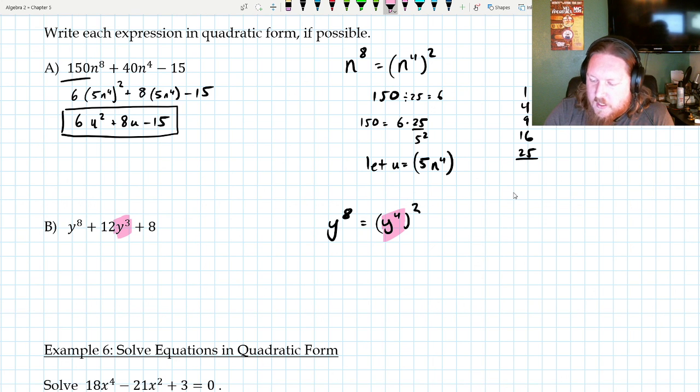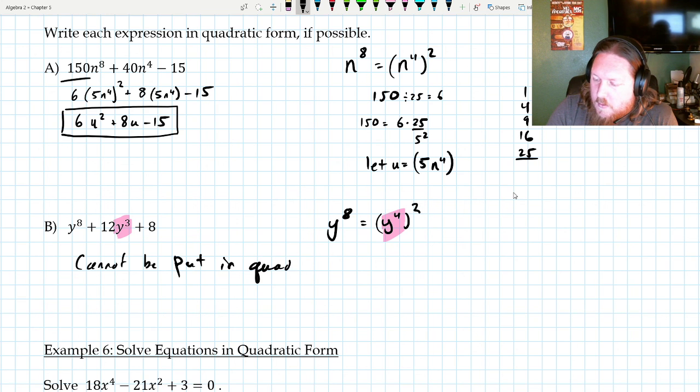So here I would say it cannot be put in quadratic form.